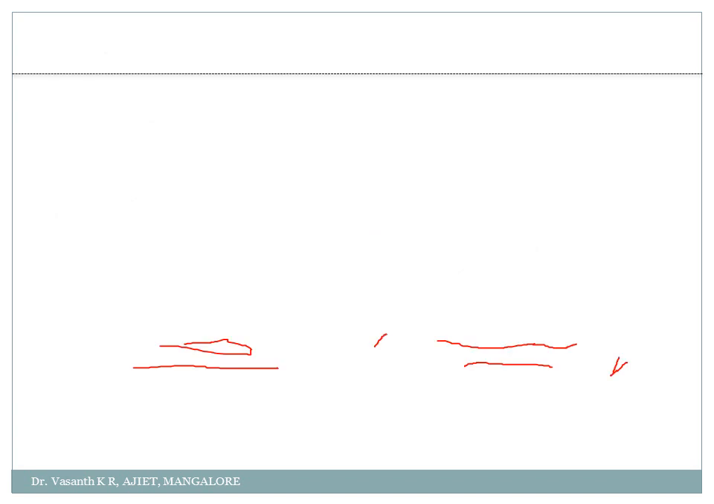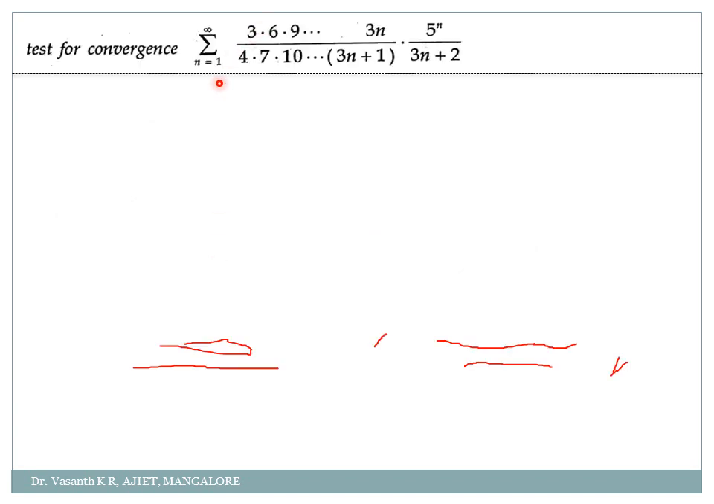Next problem. Test for the convergence. Okay, here what happened? Have they given you the summation term directly? Have they given you the nth term directly? Yes, very easy. They have only given you what is un. You directly write what is un plus 1 and simplify it.